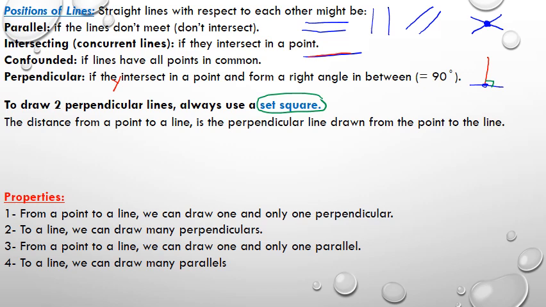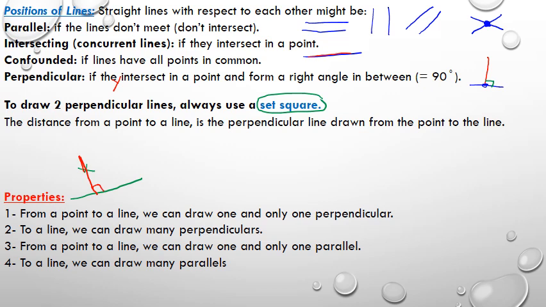Now, the distance from a point to a line is the perpendicular line drawn from the point to the line using the set square. Properties of perpendicular lines and parallel lines. If we have any line, this is the first property. To draw a perpendicular from a point to a line, if we have a point away from the line, how many perpendiculars can we draw from the point to the line? From the point to any line, we can draw one and only one perpendicular.